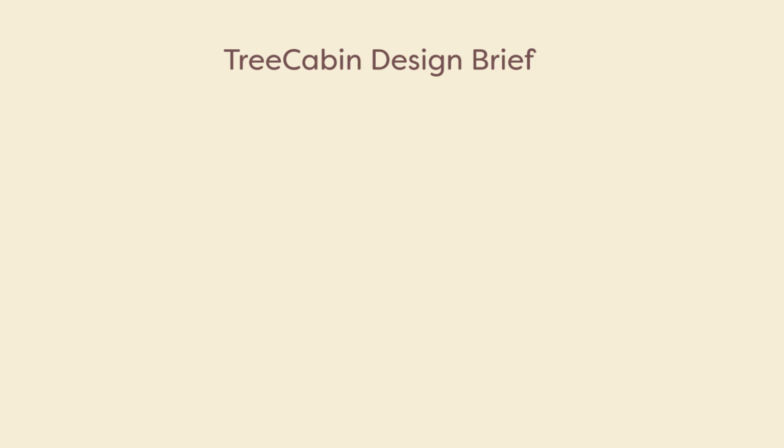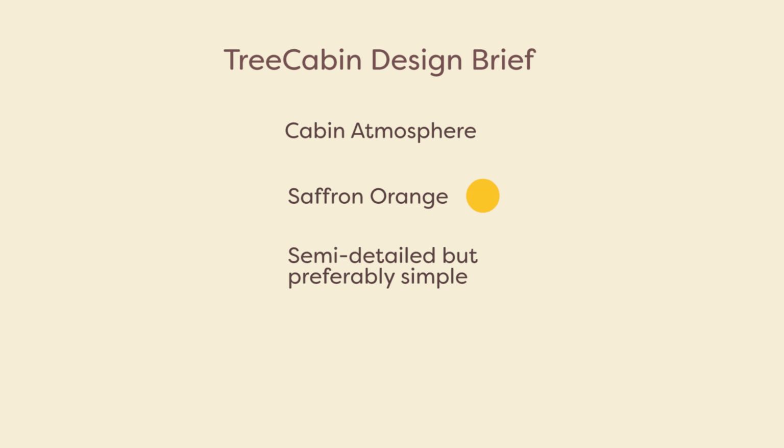I had a quick Skype conversation with Paul to try to decipher what kind of logo he was looking for, and here are a few of the things that I got. Number one, they would like something that has somewhat of a cabin atmosphere. Number two, they would like to incorporate the color saffron orange. The company is being founded out of a university, Kennesaw State. This is one of the university colors, and Paul thought it would be a great idea to give a shout out to the university. I love that idea. Number three, it can be semi-detailed, but preferably something simple.